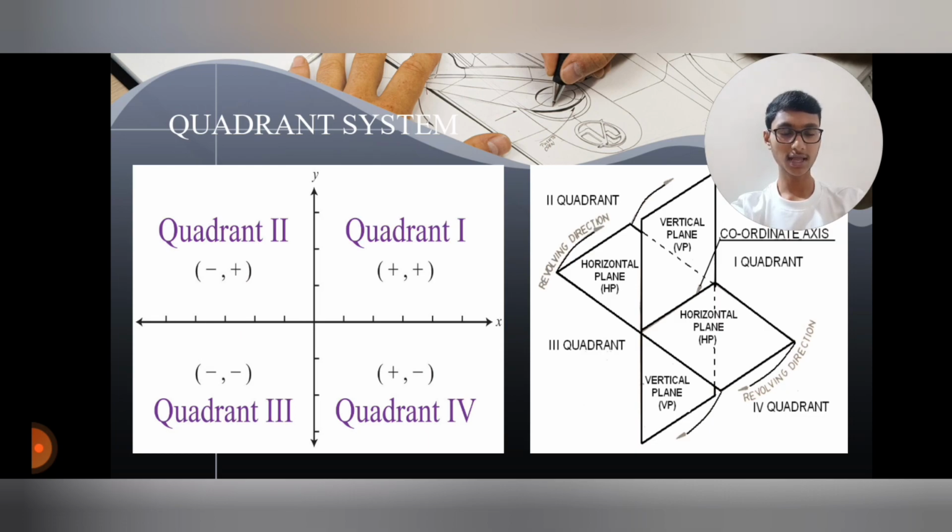Let us see the naming. The horizontal plane will be named A, B, C, D, E, and the vertical plane will be named A dash, B dash, C dash and D dash. Now the first quadrant in the CAD is represented as above HP in front of VP, the second quadrant as above HP behind VP, the third quadrant as below HP behind VP, and the fourth quadrant as below HP and in front of VP. So in planes we are going to discuss only the first quadrant, that is above HP in front of VP.